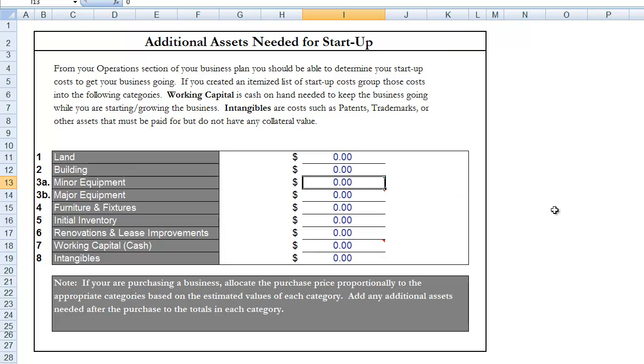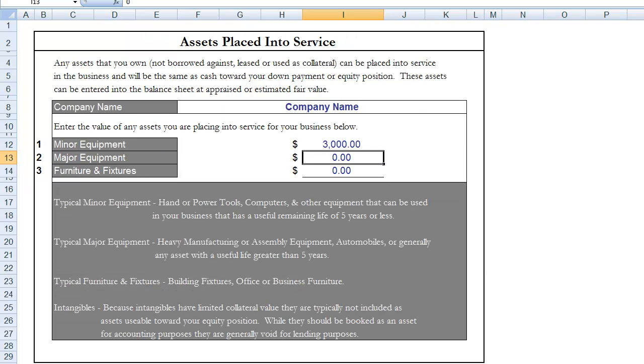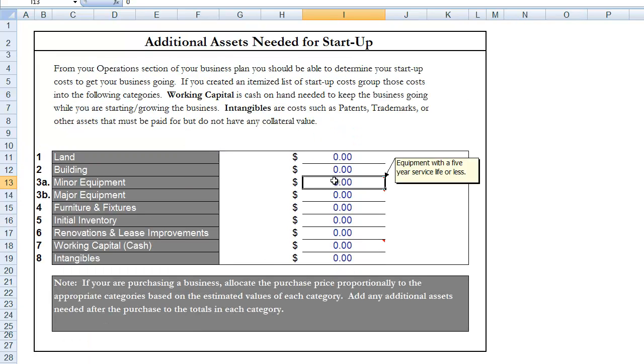As I said, we had purchased the $3,000 point of sale software, and we paid cash for that. So we don't have to enter that in here under minor equipment because it's already been entered. So other than that point of sale computer, we had spent roughly $15,000 on ovens, refrigeration, freezers, other minor equipment that we used for cooking pizzas or preparing food.